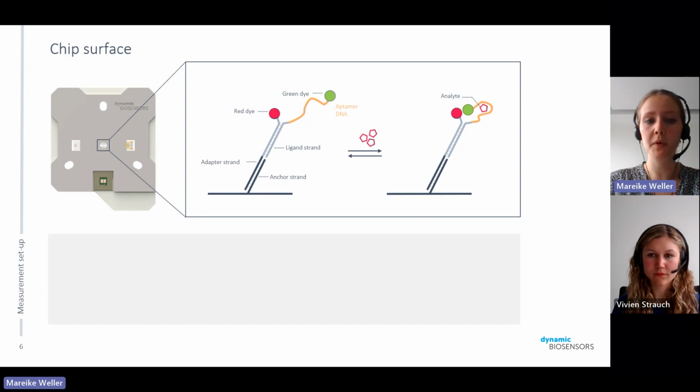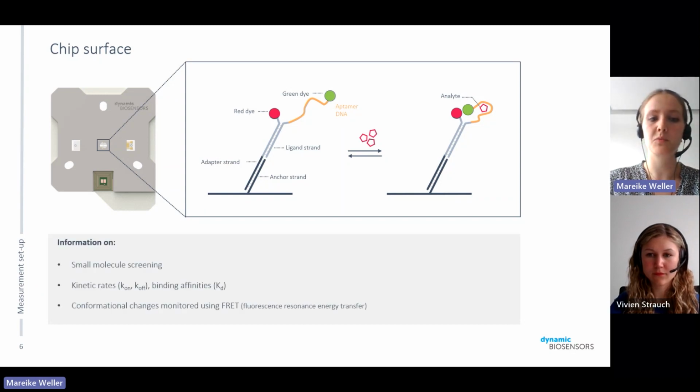What we want to determine with this assay, the small molecule screening, are the kinetic rates. We want to determine the on rates and the off rates, and the resulting KD values of different small molecules. But the more innovative thing that we also want to detect at the same time is the conformational changes. These we detect over the two fluorescent dyes, the red and the green dye, via Förster resonance energy transfer.